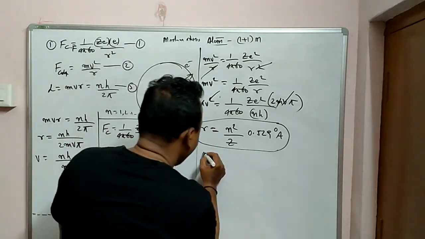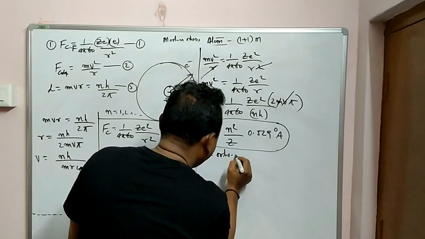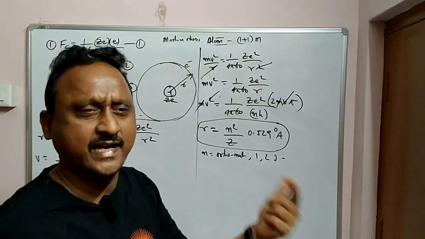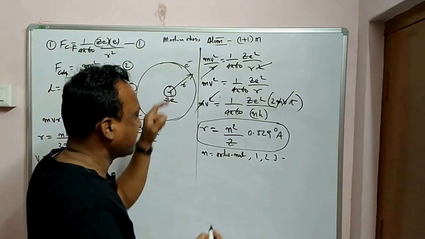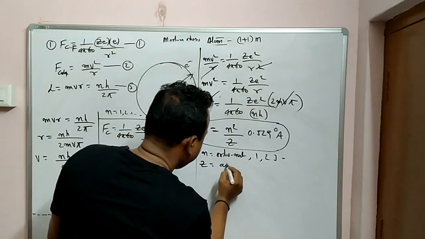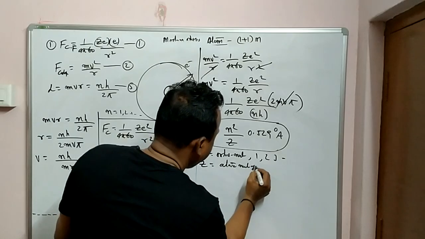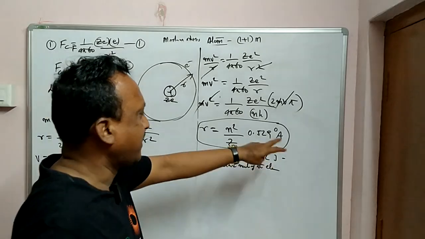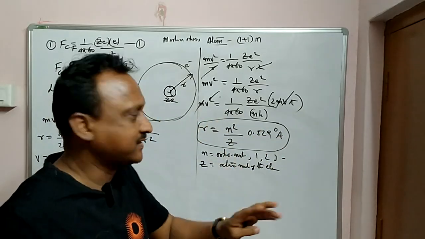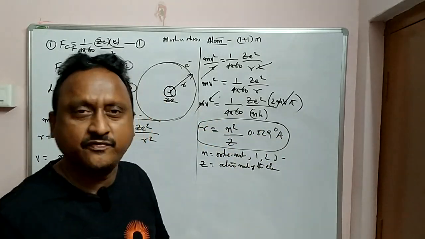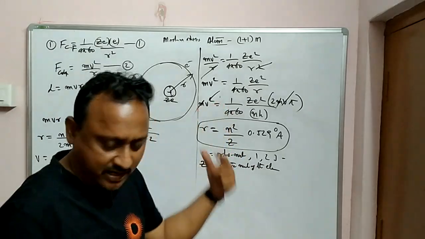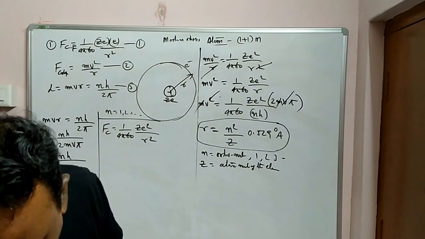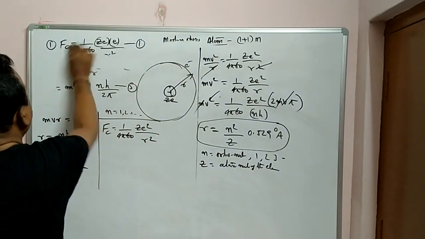And here n is the orbit number, which is equal to 1, 2, 3: ground state, first excited, second excited, etc. And Z is the atomic number of the element. So 0.529 angstrom, 1 angstrom is equal to 10 power minus 10 meters. So this n square by Z into 0.529 angstroms is the exact value of the radius of the orbit. Clear?